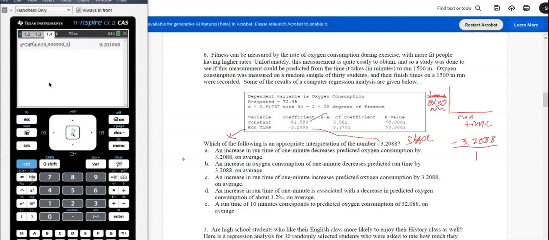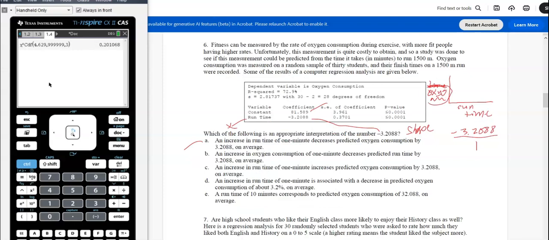Okay, so an increase of runtime of 1 minute decreases predicted. So that might be it. I'm not sure about the units. I haven't looked at it. Increase in oxygen of 1 minute decreases production by 3.22 on average. Predicted. So because this is oxygen measurement, I don't think this one works.